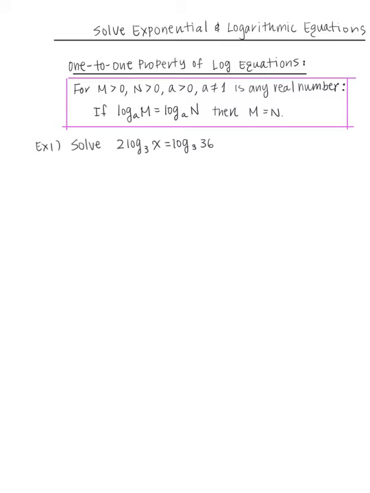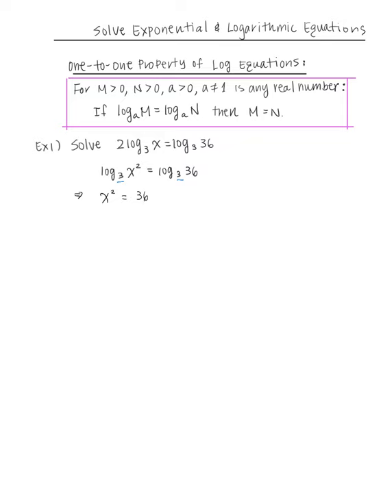Example 1, solve 2 log base 3 of x equals log base 3 of 36. Before we do anything, let's bring our 2 and rewrite it as an exponent on the argument of x. Then we get log base 3 of x squared equals log base 3 of 36. Now notice that we have the same base, so we can equate the arguments of the log base 3's together. So this implies that x squared must equal 36.